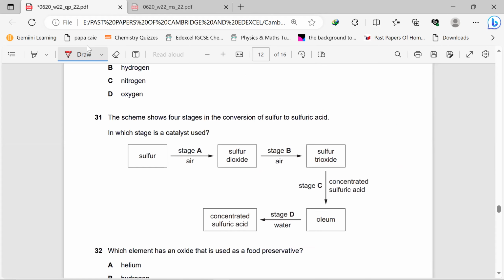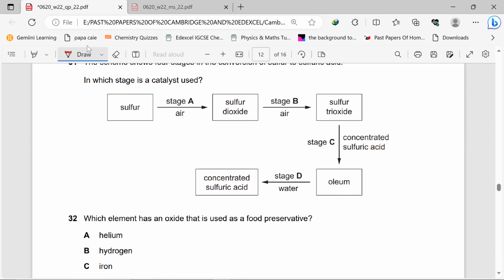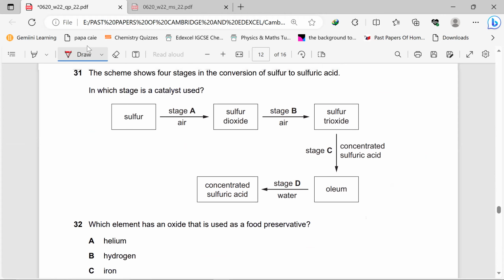Next point, you know, this is the contact process to make sulfuric acid.